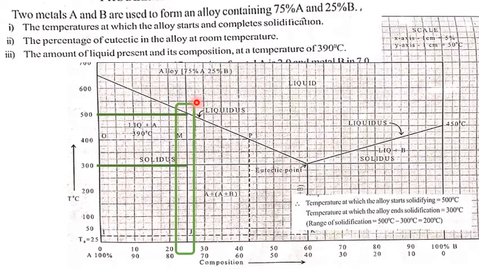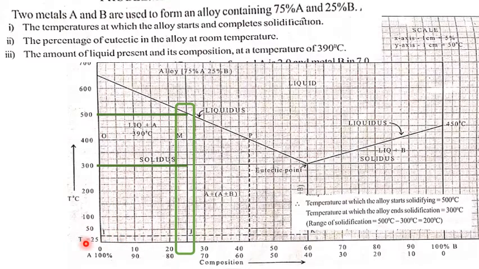For any given alloy composition, you need to draw a vertical line until it intersects with the liquidus line. The temperature at which it intersects with the liquidus line is the start point of solidification, and irrespective of the composition, the TE line is nothing but the end of solidification. The range of solidification is 500 minus 300, that is 200 degrees Celsius. So that is the first condition. The next condition is the percentage of eutectic in the alloy at room temperature, for the same alloy composition.